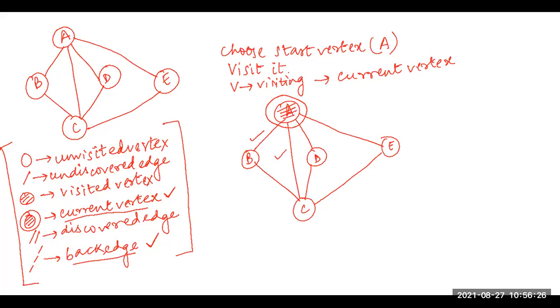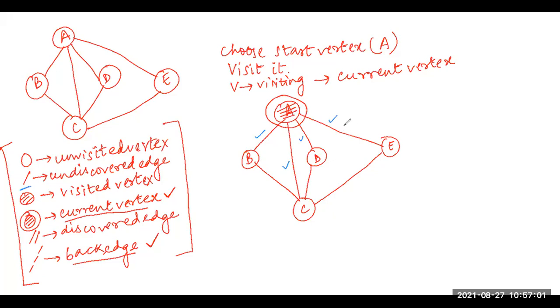There is an edge AB, there is an edge AC, there is an edge AD, there is an edge AE. These are the edges that are emerging from A. So from this current vertex, we can take any undiscovered edge as you wish. See, 1, 2, 3, 4, all are undiscovered because they have this symbol. So I can take any undiscovered edge.